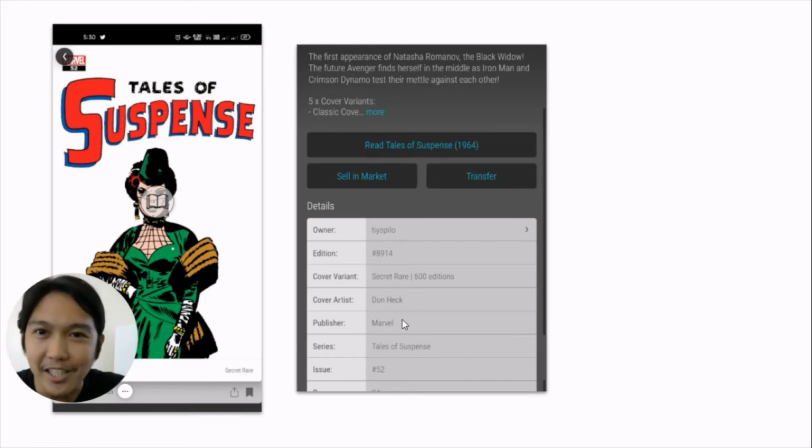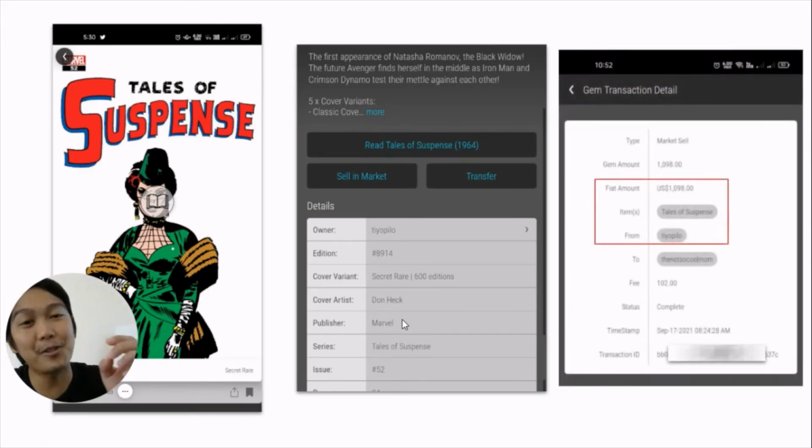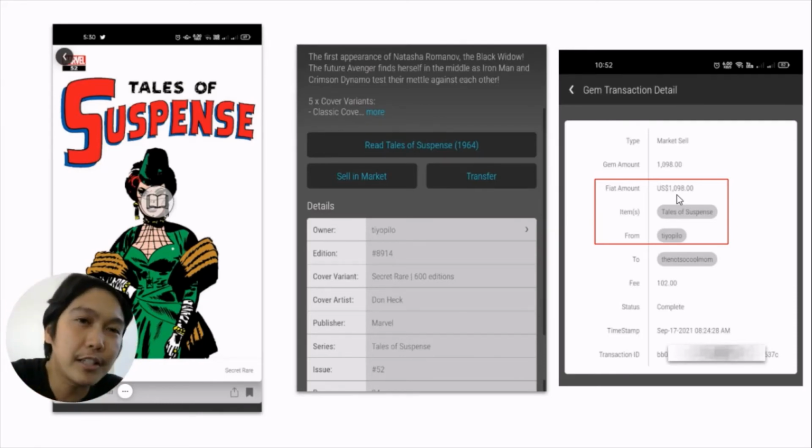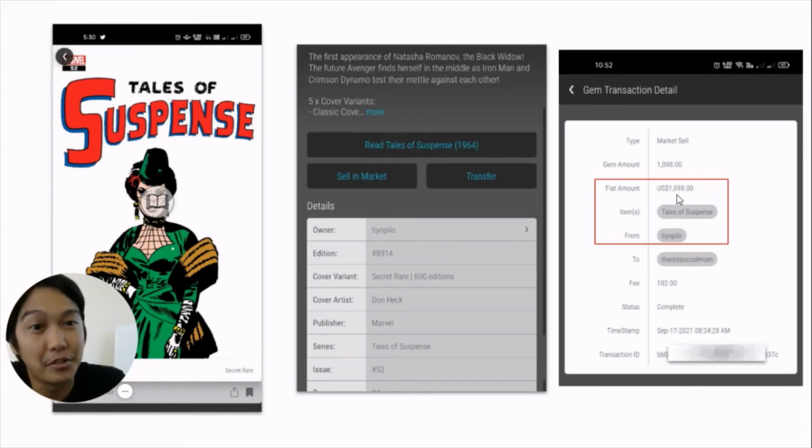And do you know how much I sold it for in the marketplace? $1,098. When you convert that to pesos, that's around 50,000 pesos for a digital comic. NFT is such mind-blowing. This is one of my big wins in terms of NFT flipping. And again, unfortunately, in VV, you can't withdraw yet.